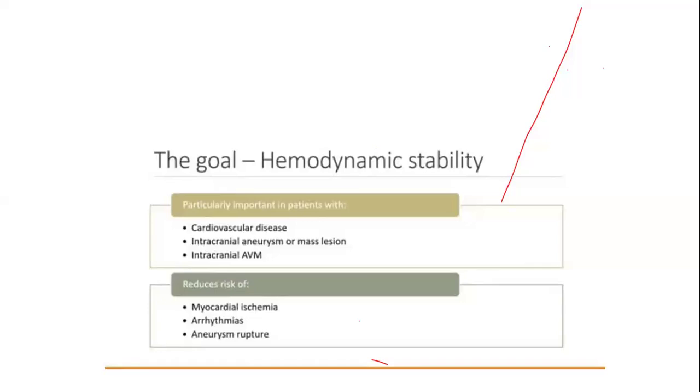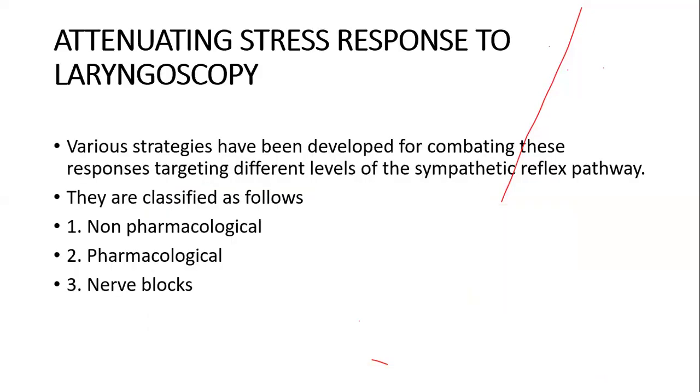So the goal of attenuating the pressure response to laryngoscopy is actually to limit its effects for hemodynamic stability. Particularly, it is important in patients with cardiovascular disease and also raised intracranial pressure, as well as intracranial arteriovenous malformation. This reduces the risk of myocardial ischemia, arrhythmias, and aneurysm rupture.